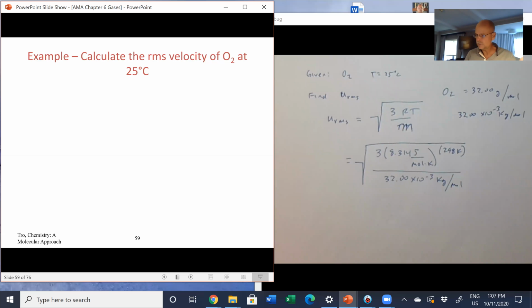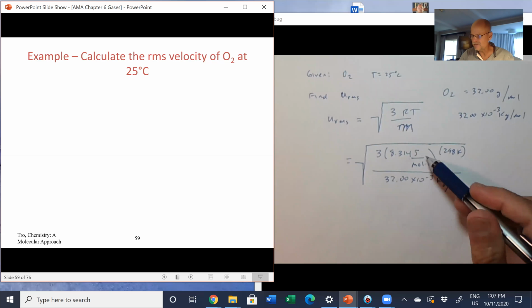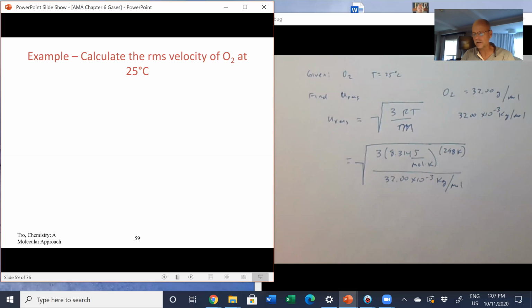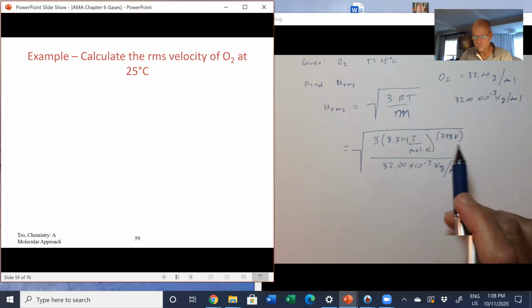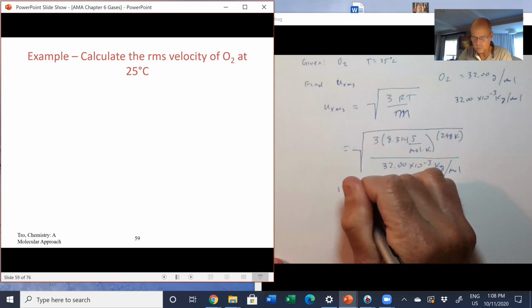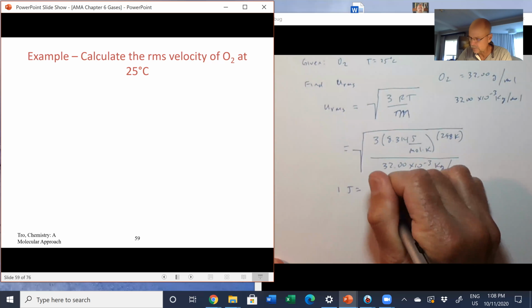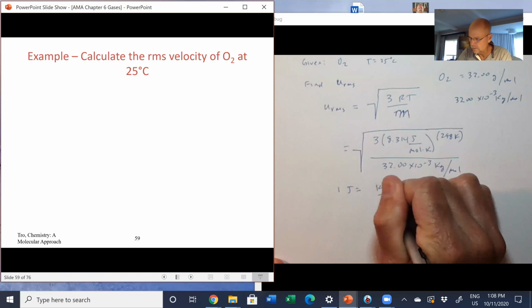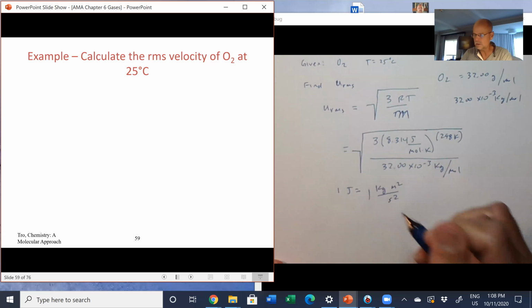Now, notice that we try to cancel the units out here. The moles are going to cancel and the kelvins are canceled, but then we're left with joules over kilograms. So how does that work? Well, the joule is not a fundamental unit. Remember that 1 joule is equal to 1 kilogram meter squared over second squared, right?